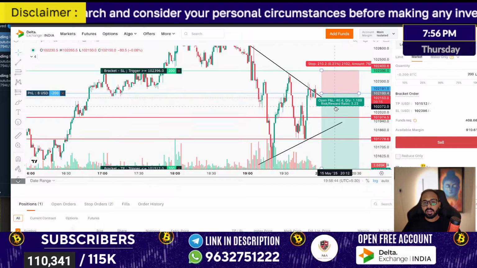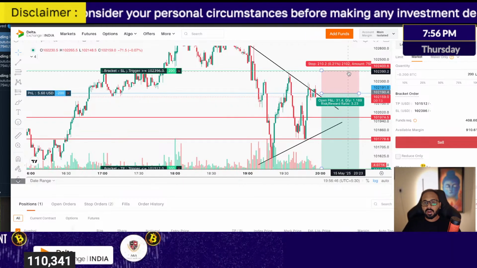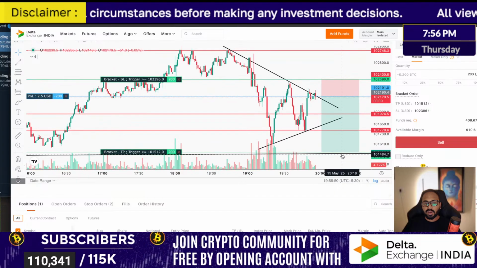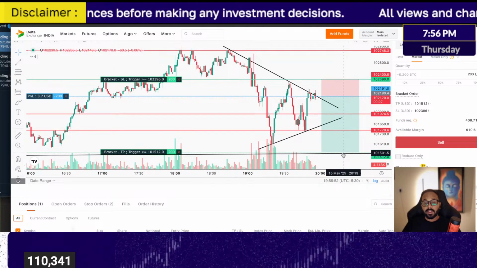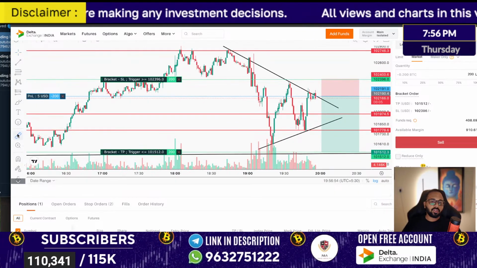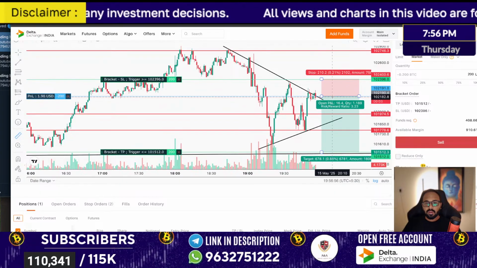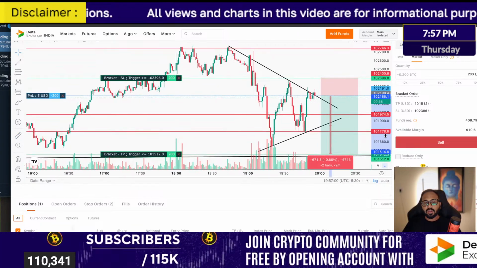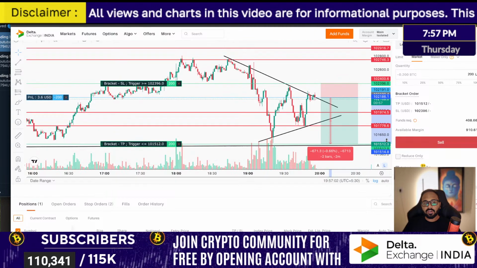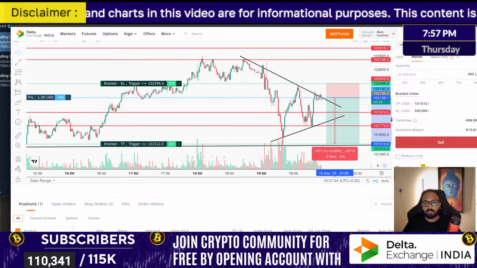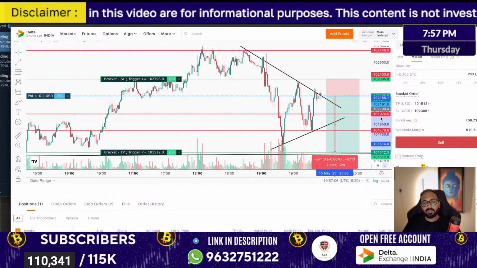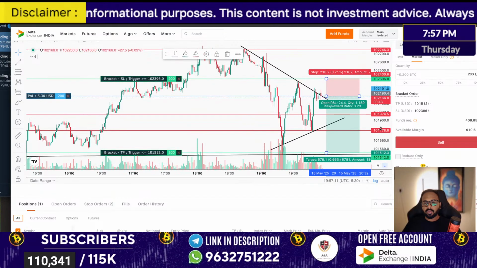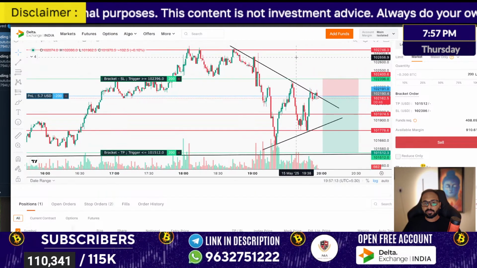I've already taken entry here. My stop loss is around 1,02,400 and target is 1,0500. So this is close to 600 to 700 points. If the market moves as per the direction, around $130 will be the profit, while the stop loss will just be $40. So this is a 1:3 risk reward trade.